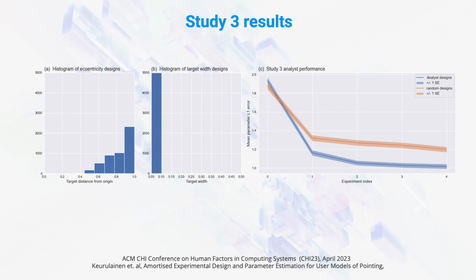In summary, study 3 demonstrates that the analyst can simultaneously estimate multiple parameters, and importantly, it can estimate both capacity parameters, which are the oculomotor and the perceptual noise, and a preference parameter, which is the speed-accuracy trade-off, from the same experiment.